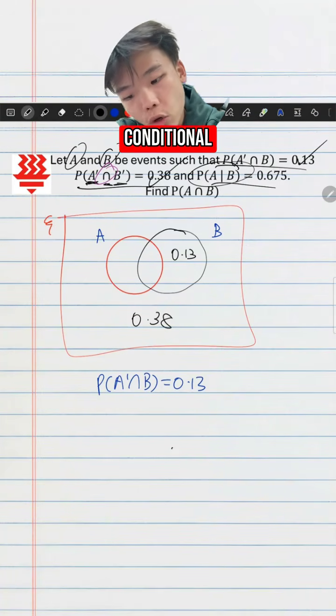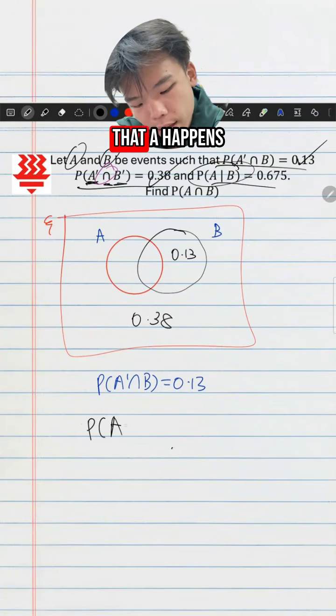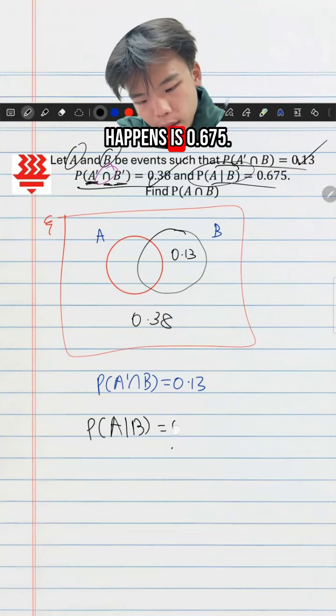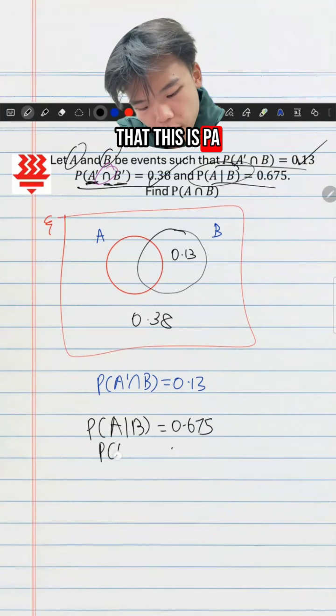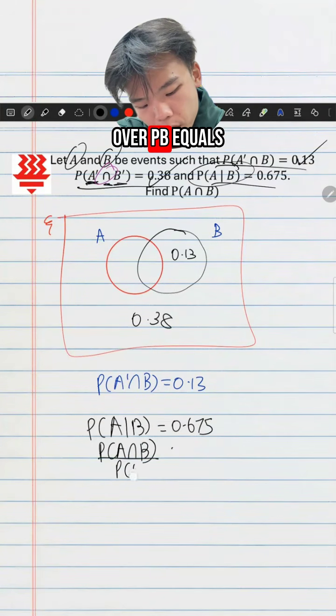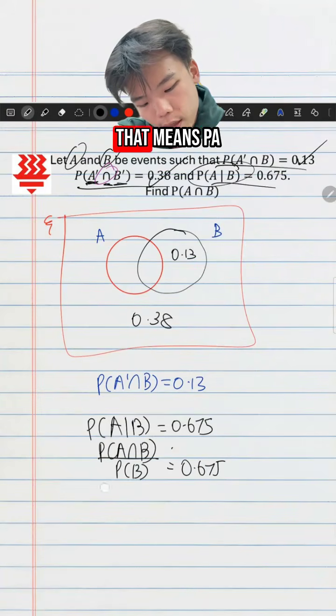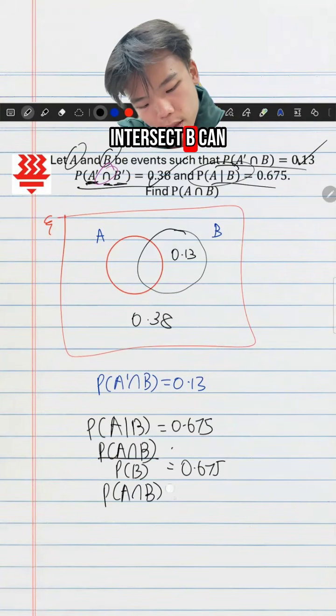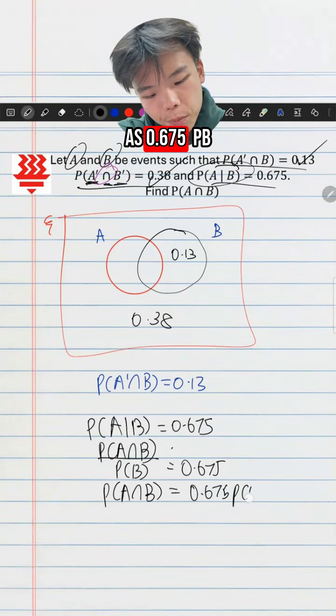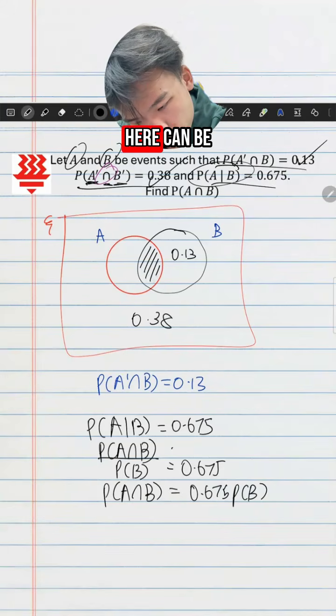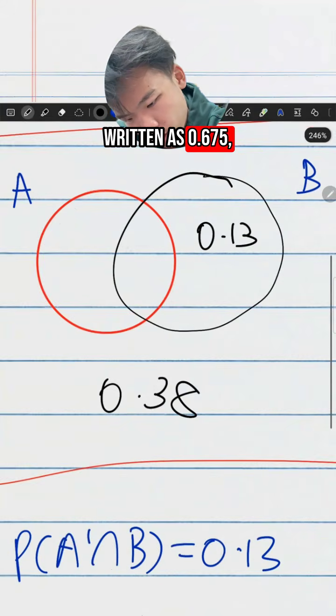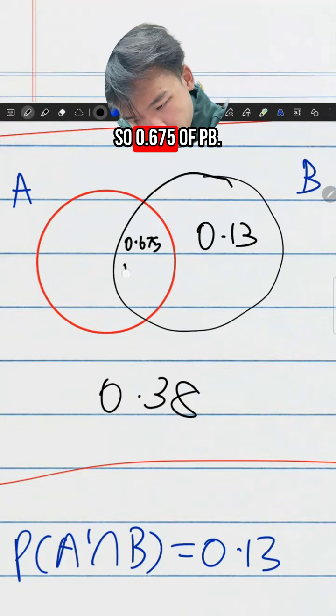And lastly, we have this conditional probability. So probability that A happens given that B happens is 0.675. And we know that this is P(A intersect B) over P(B) equals to 0.675. That means P(A intersect B) can be expressed as 0.675 P(B) over here. So that means this region over here can be written as 0.675, so 0.675 of P(B).